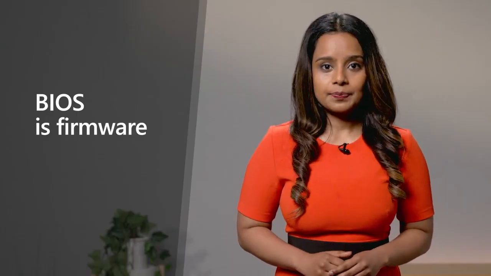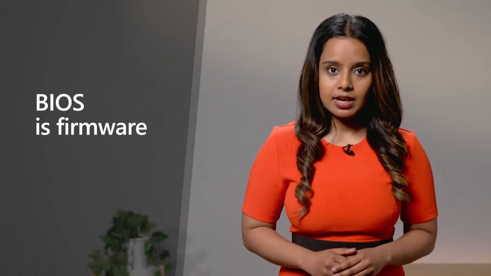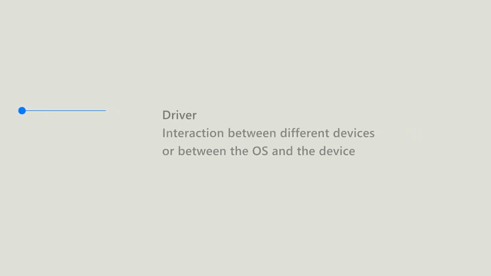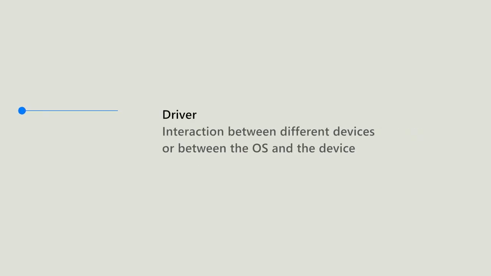Back to BIOS. The BIOS is an example of firmware. Firmware, much like a driver, is a small piece of code that lies in the center of a device, embedded at the time of manufacture. The distinction between firmware and a driver is that firmware is the prime directive for the device. It includes the instructions that determine how it will behave. In contrast, the driver's role is to enable interaction between different devices or between the operating system and the device. Think of it as an adapter that allows you to use your electrical plug in different environments.